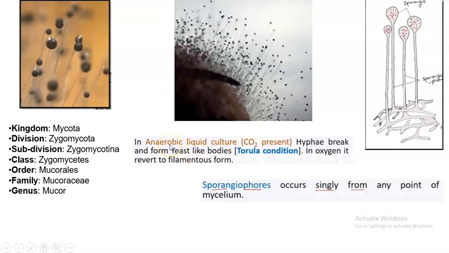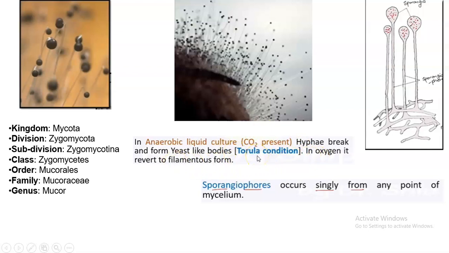In the case of anaerobic liquid culture, if you are growing this particular Mucor in anaerobic conditions, where carbon dioxide is in excess and oxygen is absent, the hyphae break and form yeast-like bodies called torula. Okay, it's called torula condition. When the oxygen is available, it will revert back into the filamentous form.